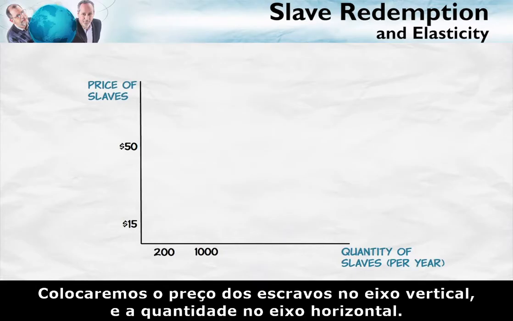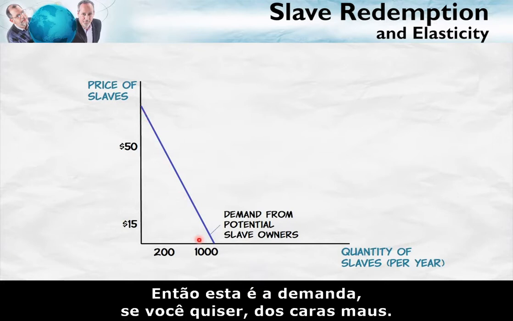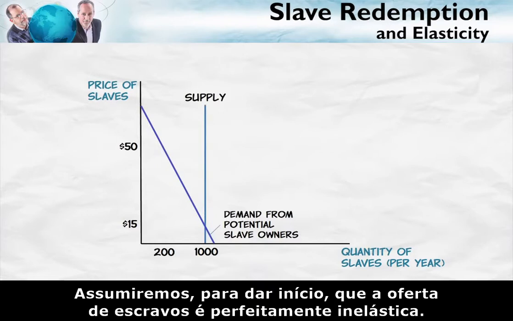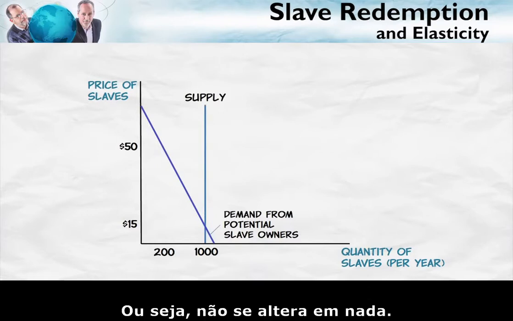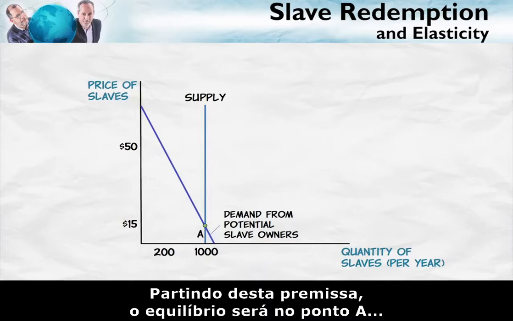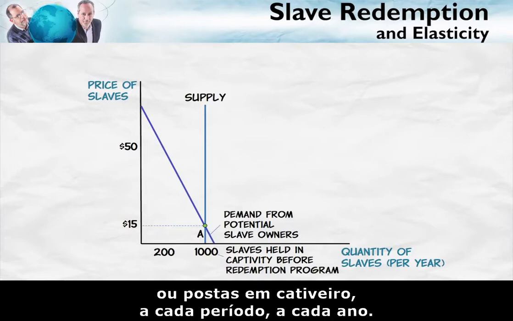We'll put the price of slaves on the vertical axis, the quantity on the horizontal axis, and this is the demand for slaves from potential slave owners. So this is the demand, if you like, from the bad guys. It often helps in these situations to begin with a polar case. So let's assume to start with that the supply of slaves is perfectly inelastic. That is, it doesn't respond at all. The quantity supplied of slaves does not respond to the price. Given these assumptions, the equilibrium is found at point A, with a price of slaves of $15 per slave, and with 1,000 people being enslaved, being put into captivity every period, every year in this case.